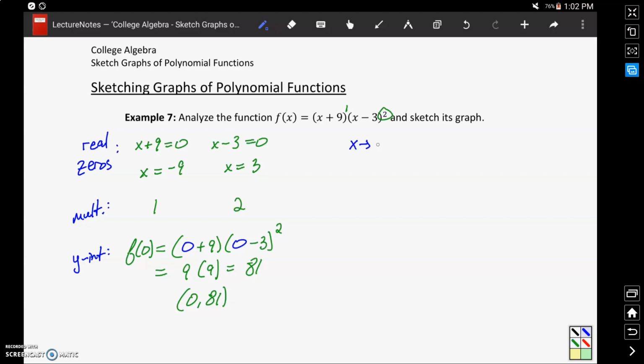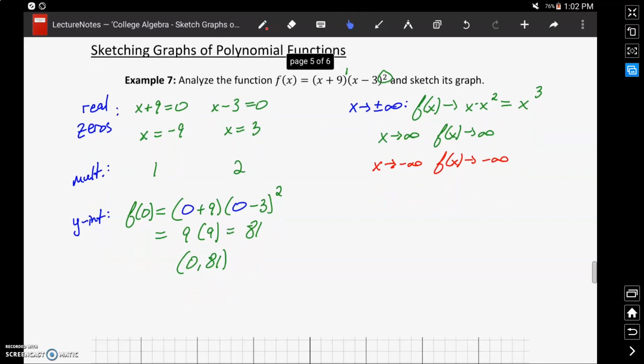We also want to consider what's happening to our function for extreme values of x, so as x approaches positive or negative infinity. What we can see is that f of x is approaching x times x squared, meaning its end behavior will behave similarly to x cubed. So as x approaches infinity, f of x will be approaching infinity. And as x approaches negative infinity, f of x will also be approaching negative infinity.